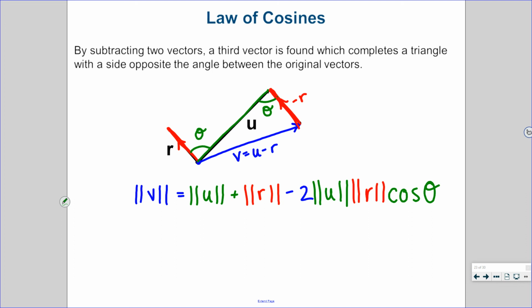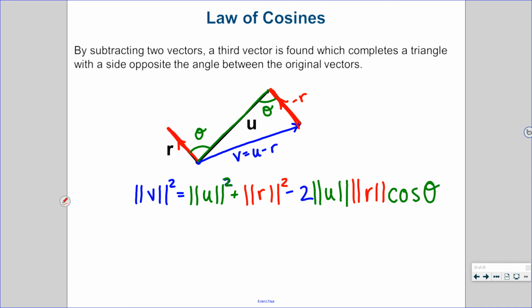Wait, these are squared. Sorry, these are squared. These are squared. These are squared, because that was law of cosines. They have to be squared. Yep, they're squared. I forgot to put that in my notes. I need to fix that.